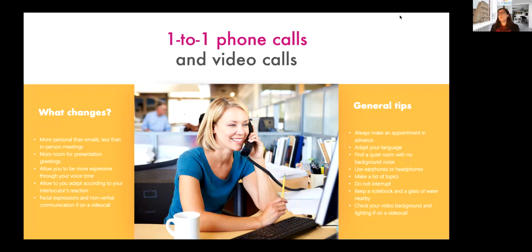I also feel that there's more room for a personal presentation and sharing a few more personal aspects, if you want and if it's appropriate, in a phone call. So you can be more expressive, and you are also able, of course, to adapt through the conversation according to how the person on the other side is talking to you, and the feeling the person is giving you.